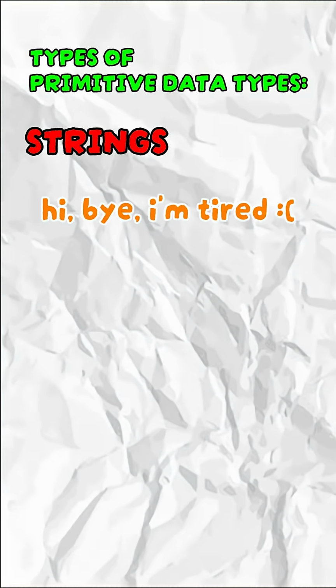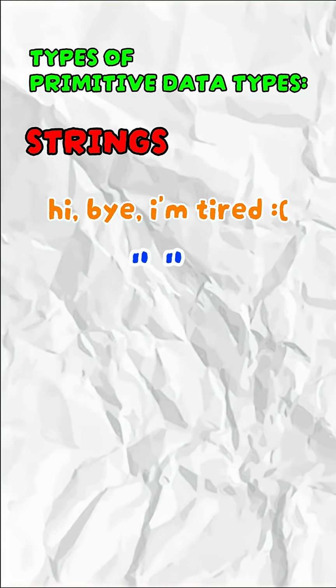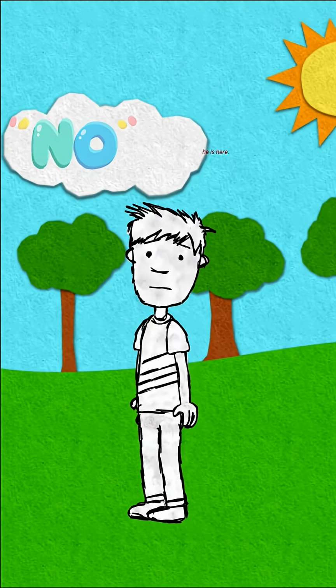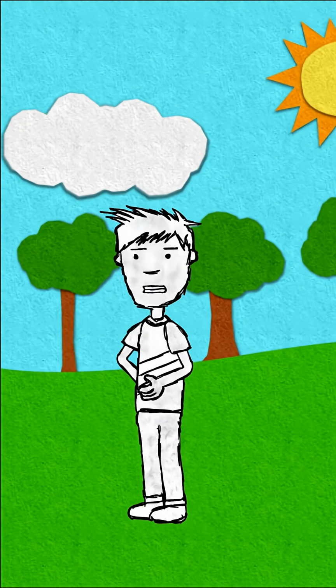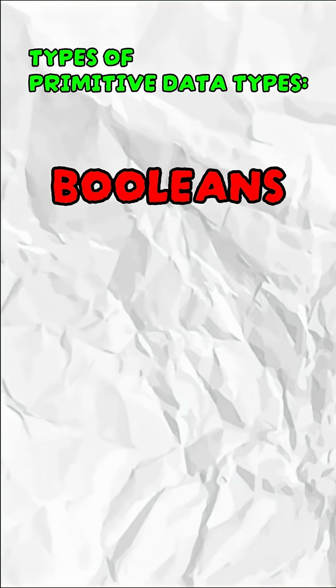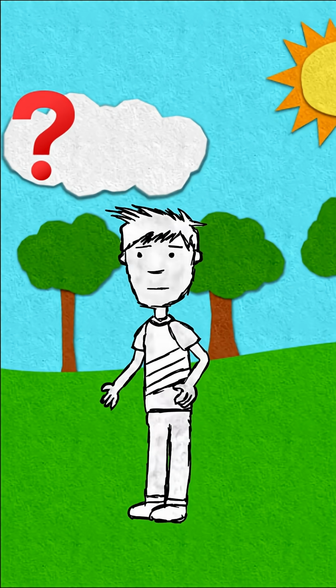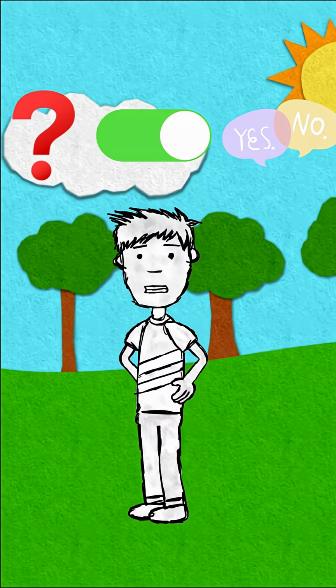Strings are pieces of text. Anything inside quotes, like hello world, is a string. Use them to store words, sentences, or any combination of letters and symbols. Booleans represent true or false values. They're ideal for yes or no questions, toggles, and making decisions in your code.